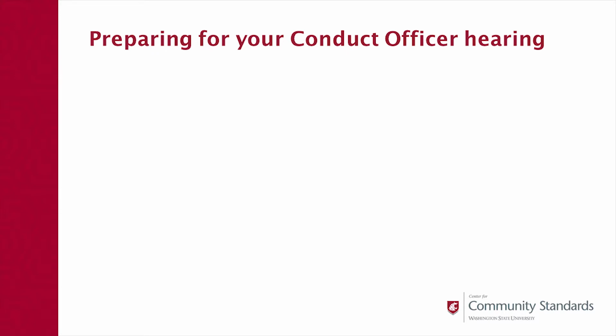To prepare for your conduct officer hearing, you'll want to do three things. First, you will want to gather your information. Sharing your information ensures that your experience is part of the conversation and is added to your conduct file. You can provide a written statement, submit additional documentation, such as text messages, emails, phone logs, videos, etc., provide witnesses for the conduct officer to interview, and/or ask witnesses to contact your conduct officer directly. You can submit any information to your conduct officer.